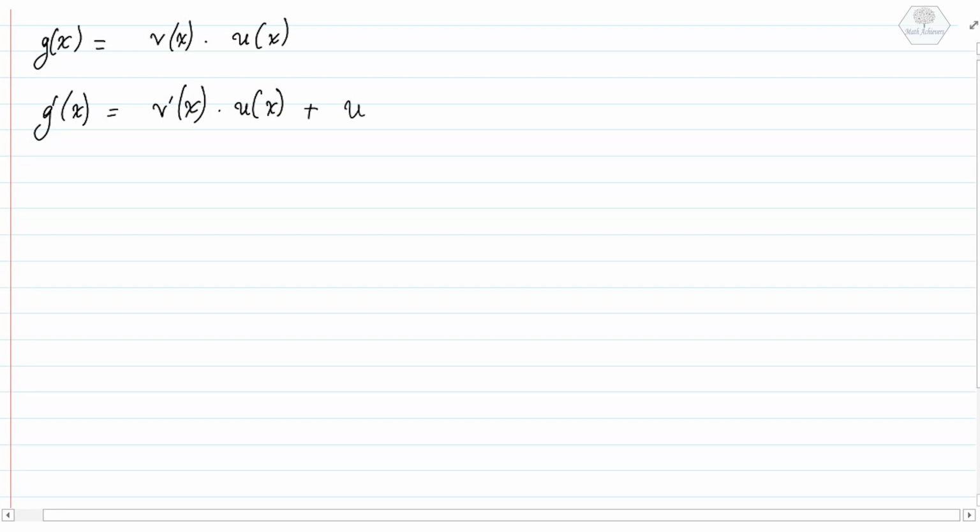If I have g of x equal to v of x times u of x, to differentiate, I want to find the first derivative of g. I use the product rule, which is v prime times u of x plus u prime of x times v of x. This is when I want to differentiate.